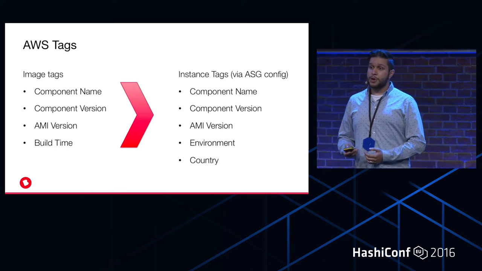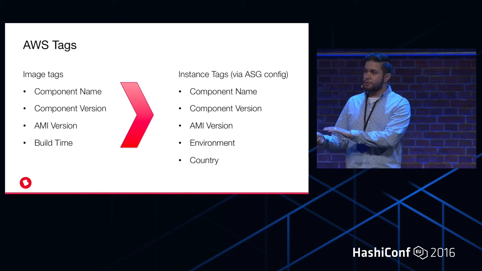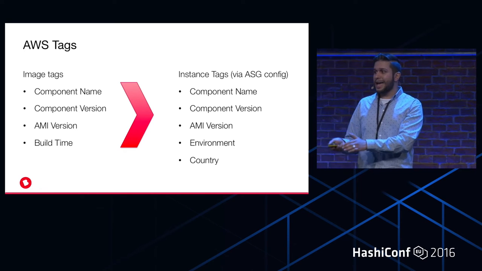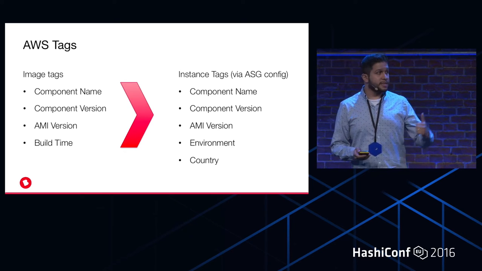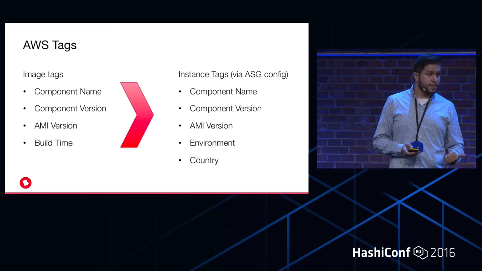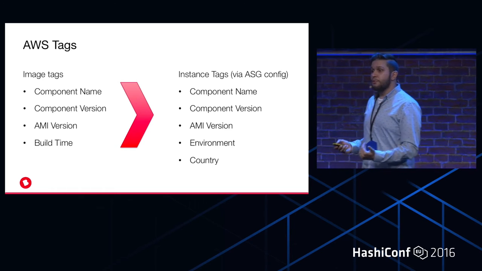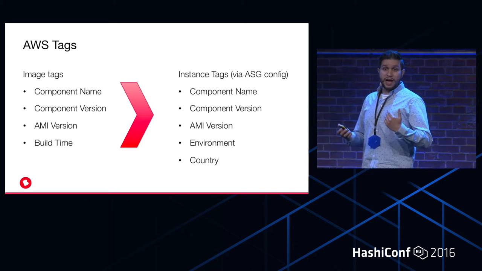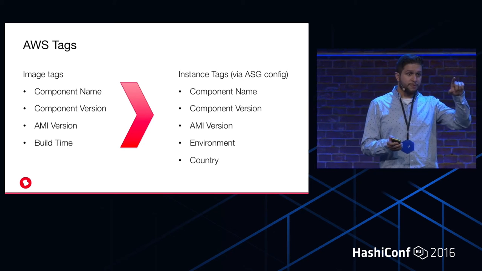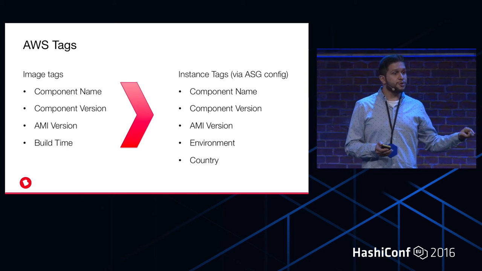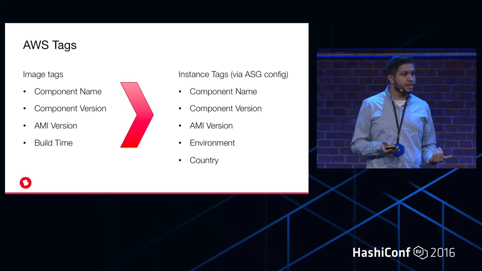And the important thing to take away here is the tags on the image become the tags on the autoscaling group, and by extension, the tags on the runtime instance. And we also add additional runtime tags like the environment and the country. But it should be generally a one-way process. As I mentioned before, it's all about traceability. So if I have a misbehaving instance, I can quickly look at its tags and trace all the way back from the pipeline right down to the individual commits that were made. So I can see which changes introduced those problems very quickly.